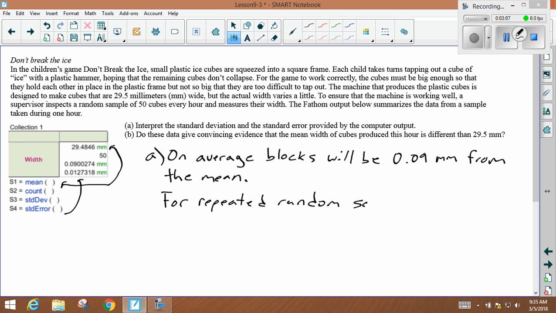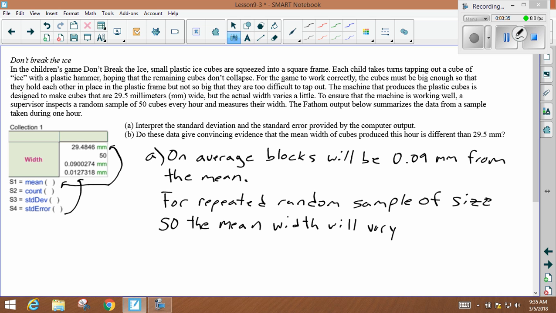I didn't say random sample of size 50. They vary by 0.013 on average. I'm not very good at English.